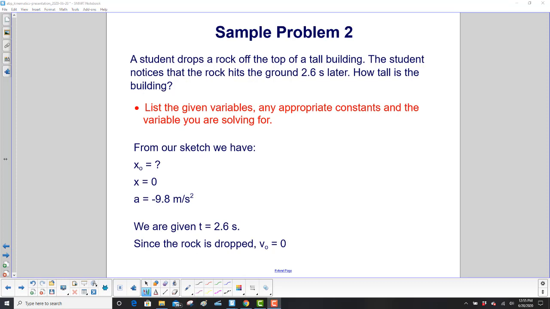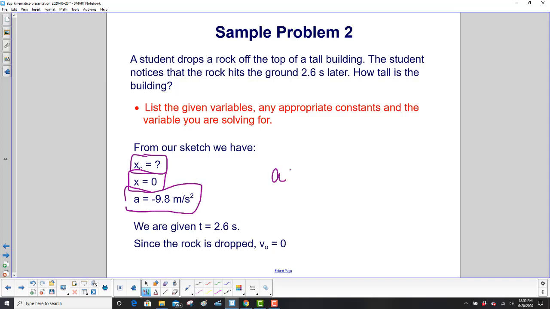Now we list our variables and any appropriate constants, and the variable we're looking for. So from our sketch, our initial position, x0, is question mark. That's what we're trying to find. Here's our final position on the ground, x is 0, and here's a constant, a is minus 9.8 meters per second squared.